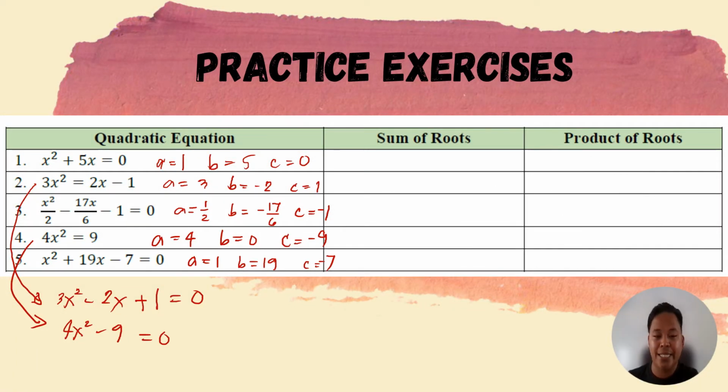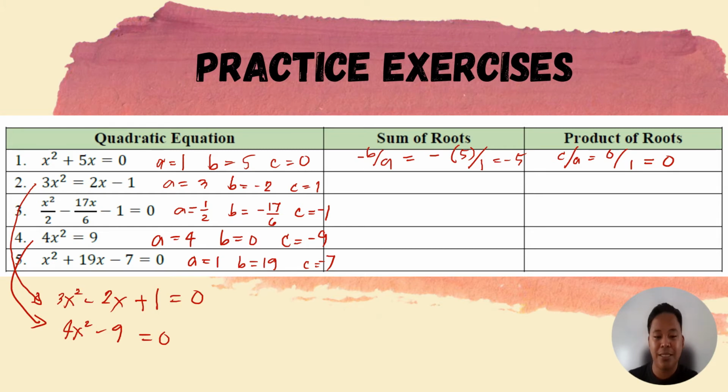Let us find the roots of the different quadratic equation. For number 1, we are going to use negative b over a. So negative times 5 over 1. Then we have negative 5 as our sum. And the product, c over a, c is equal to 0 over 1. Then the product is equal to 0.